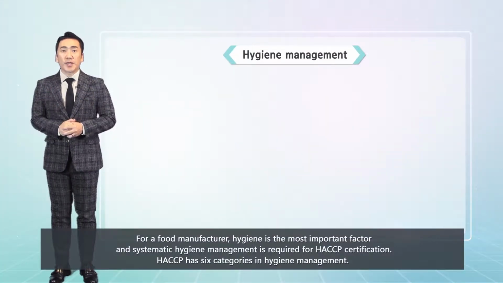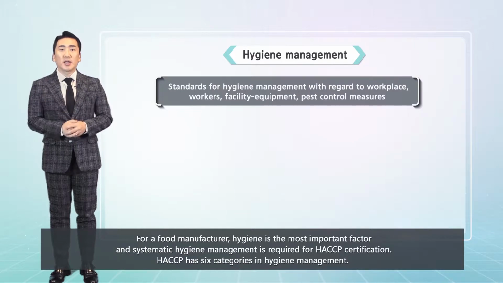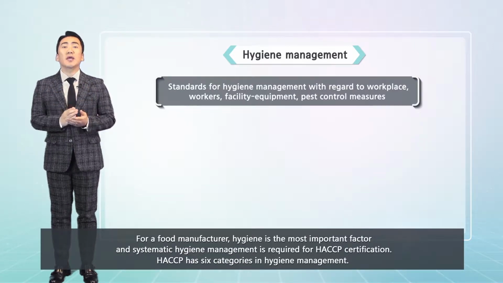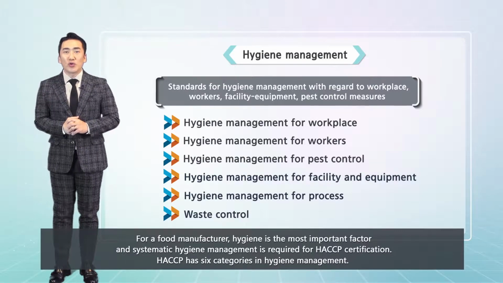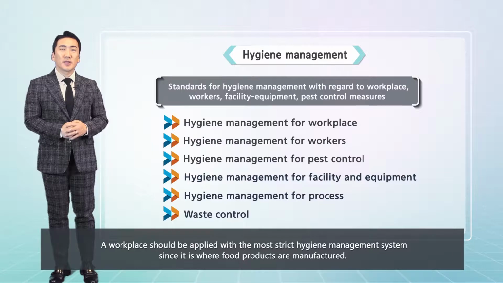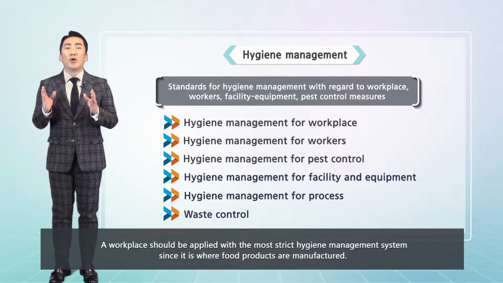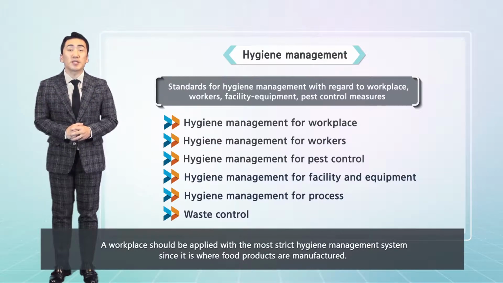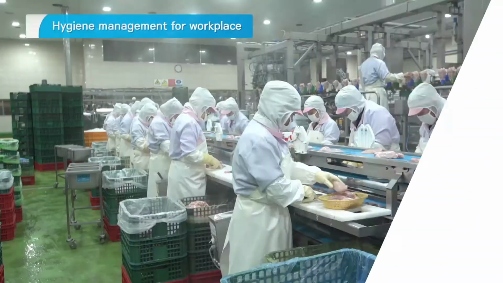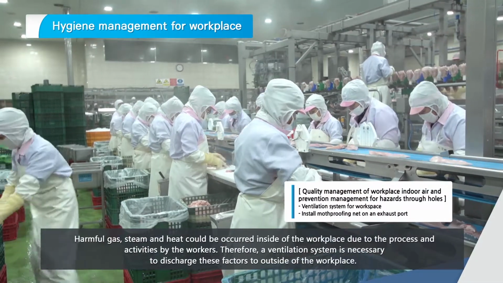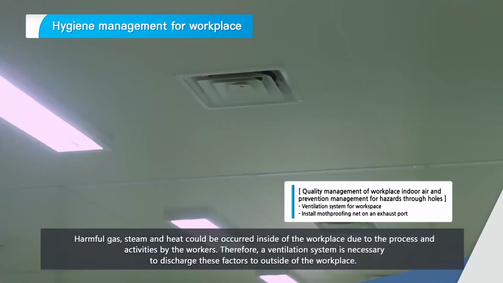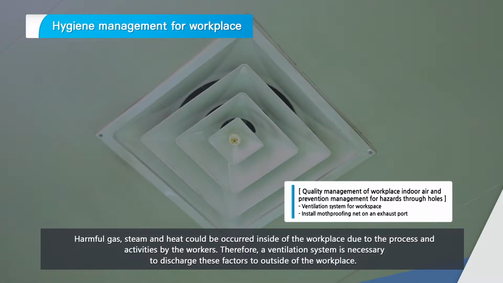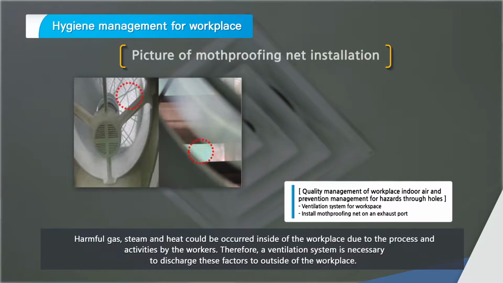For a food manufacturer, hygiene is the most important factor, and systematic hygiene management is required for HACCP certification. HACCP has 6 categories in hygiene management. A workplace should be applied with the most strict hygiene management system since it is where food products are manufactured. Harmful gas, steam, and heat could occur inside of the workplace due to the process and activities by the workers. Therefore, a ventilation system is necessary to discharge these factors to outside of the workplace.